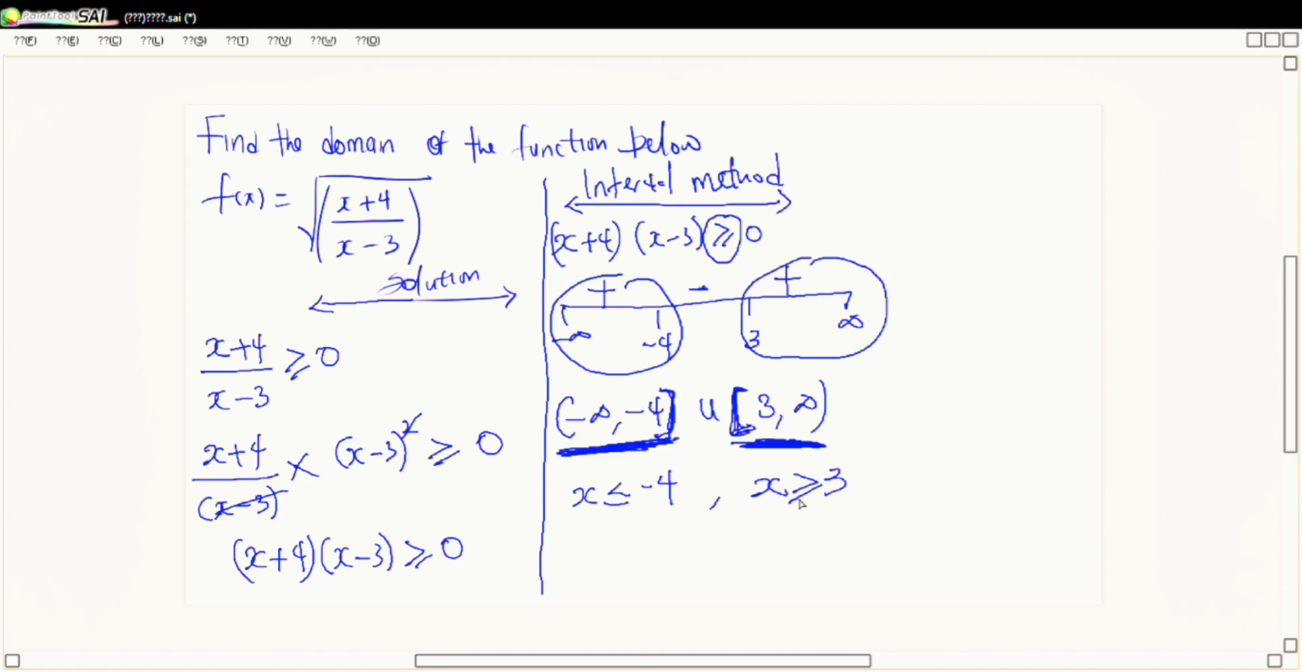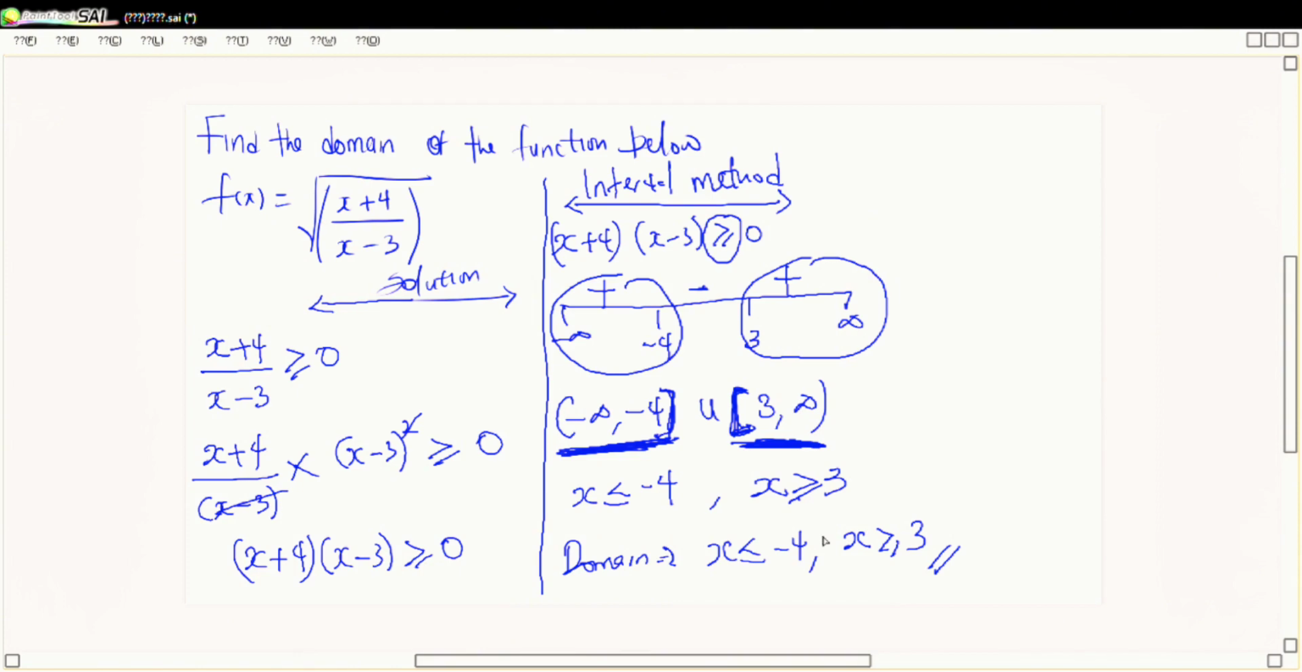Why do you have or equal to? Because it is a closed interval. And the domain of this will now be x less than or equal to minus 4, comma, x greater than or equal to 3. You cannot combine the two inequalities together, actually. But that is the domain.